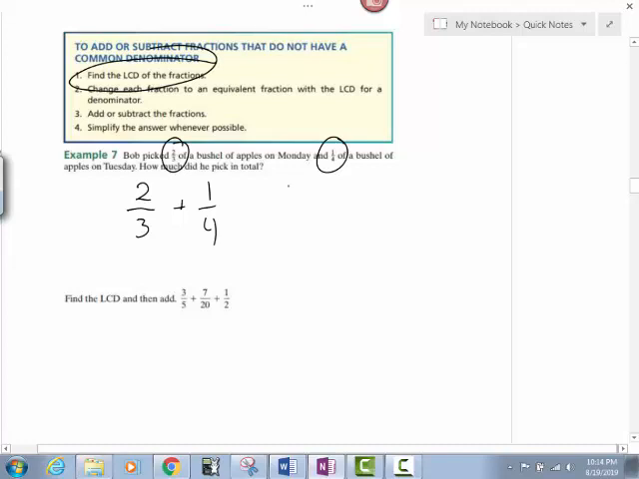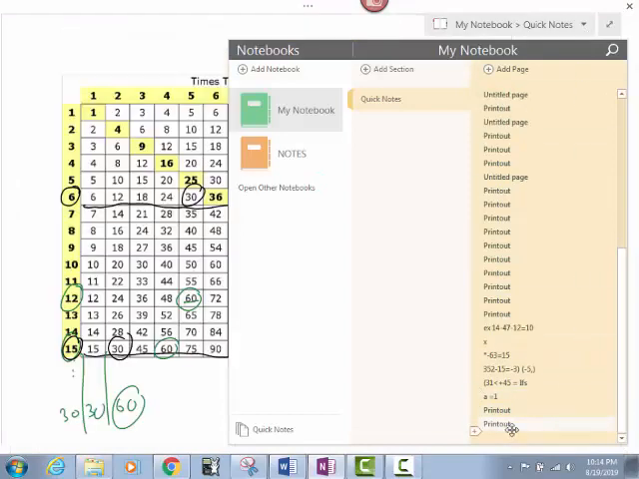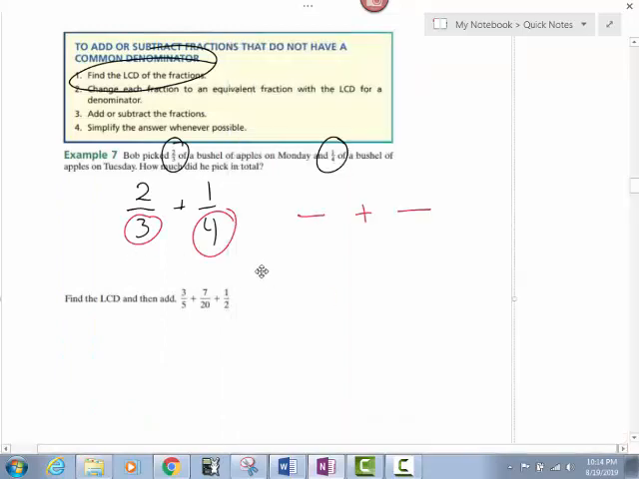So the first thing I need to do here is find a common denominator between my numbers 3 and 4. So again, if I come back to my chart and pull my chart up, I'm looking at my numbers 3 and 4. Well, the first number that they both have in common is the number 12. So that's going to be my new denominator.